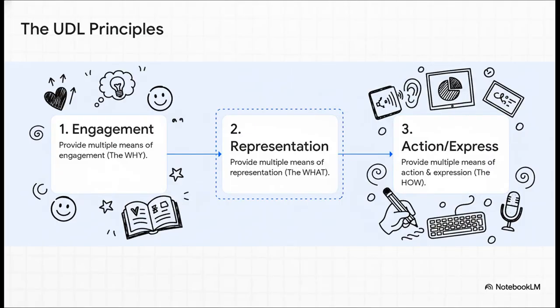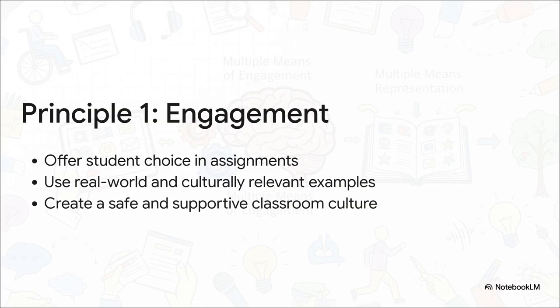So what are these three big principles? They are providing multiple means of engagement, representation, and action and expression. Let's break down what each of those actually looks like in a real classroom. All right, first up is engagement. This is the why of learning. It's all about lighting that fire in the affective networks. It's about tapping into what kids actually care about.